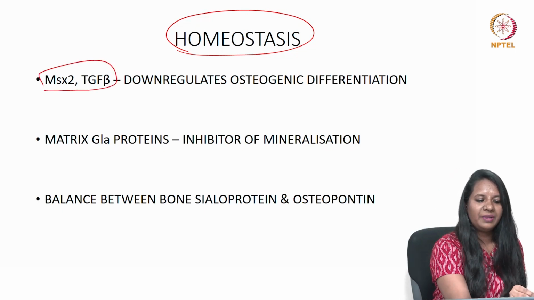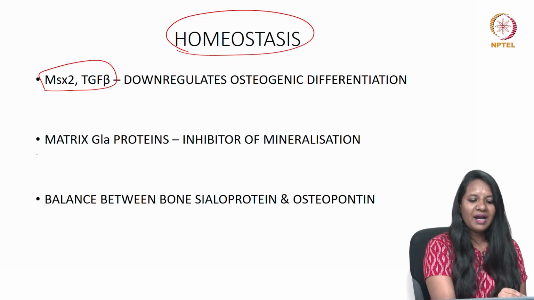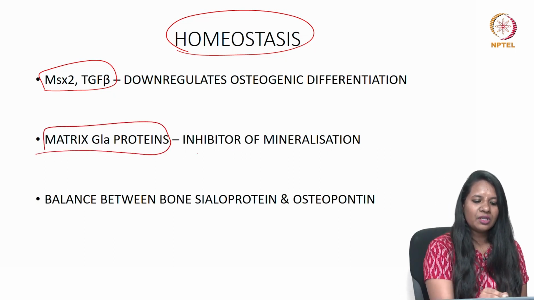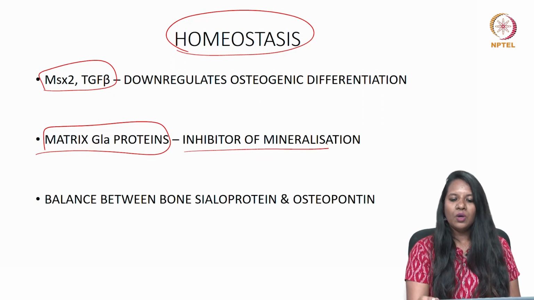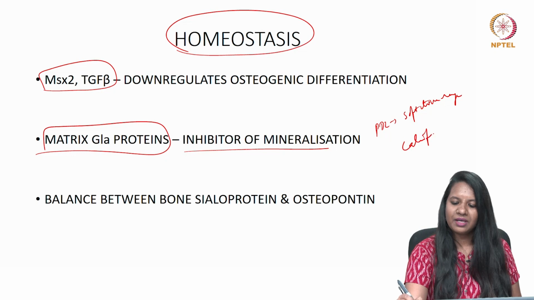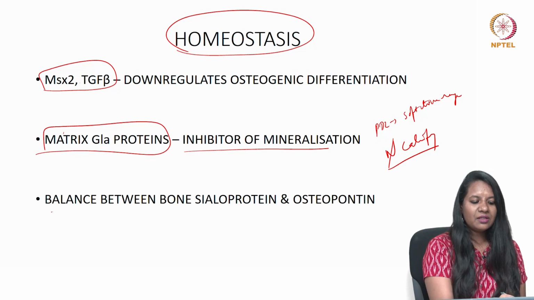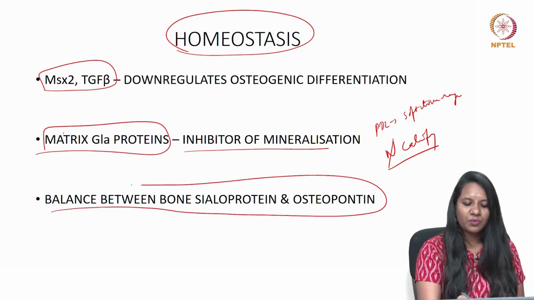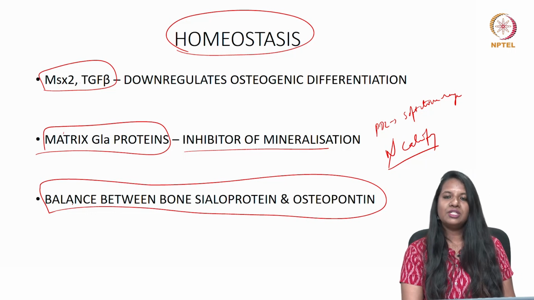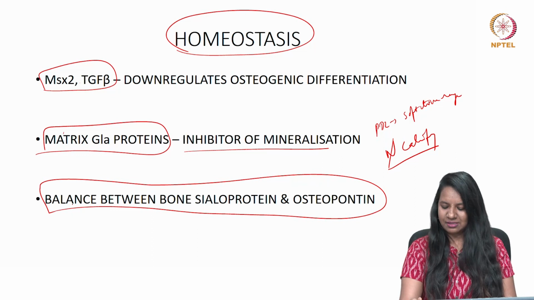MSX2 and TGF beta will downregulate osteogenic differentiation, and matrix GLA protein, which is the main inhibitor of mineralization, will maintain the periodontal ligament in a soft tissue range. It will not allow it to calcify. So there is no calcification because of these three products, and a balance exists between bone sialoprotein and osteopontin to maintain its width and also to maintain homeostasis.